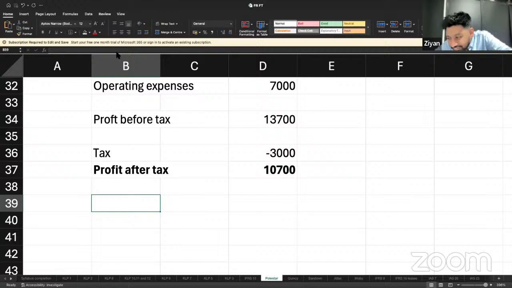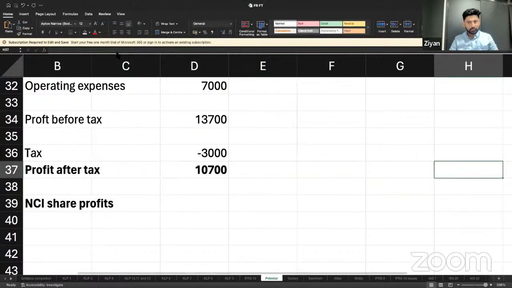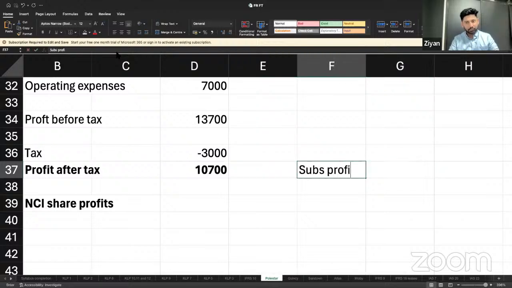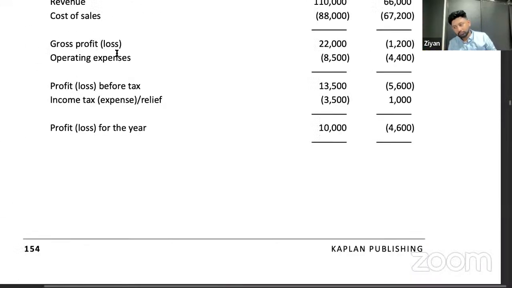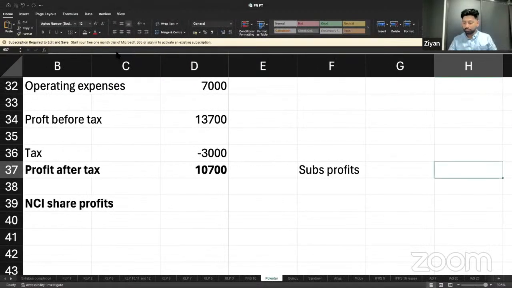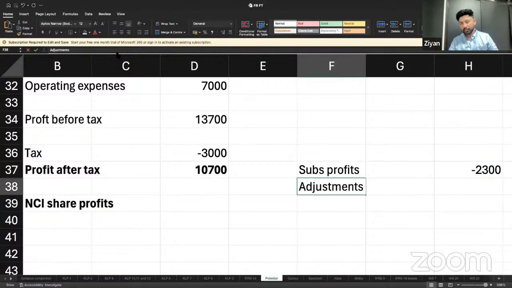NCI share of profits. What do I require? Subsidiary's profits. How much is subsidiary's profits? 4,600. So minus negative 4,600 into 6 over 12, 2,300. From this, adjustments. Well done, buddy.